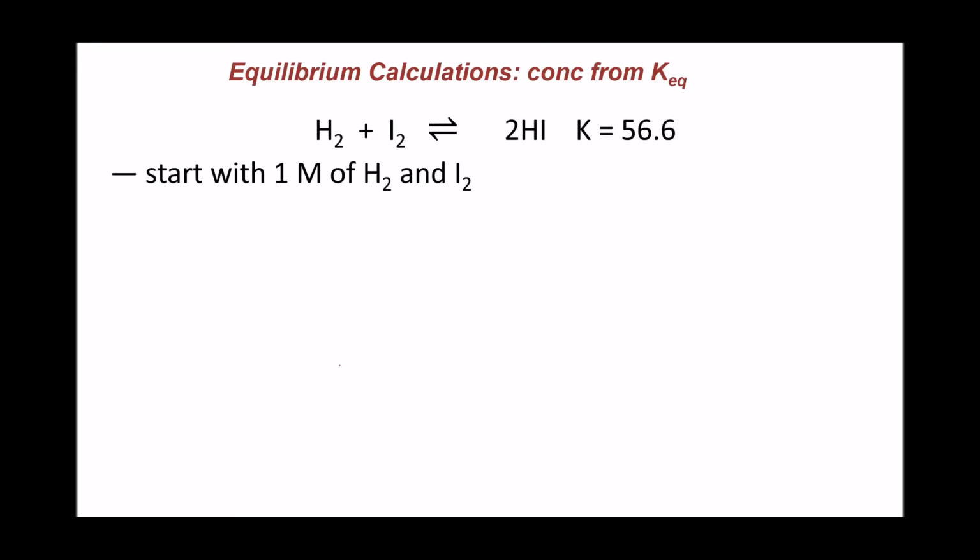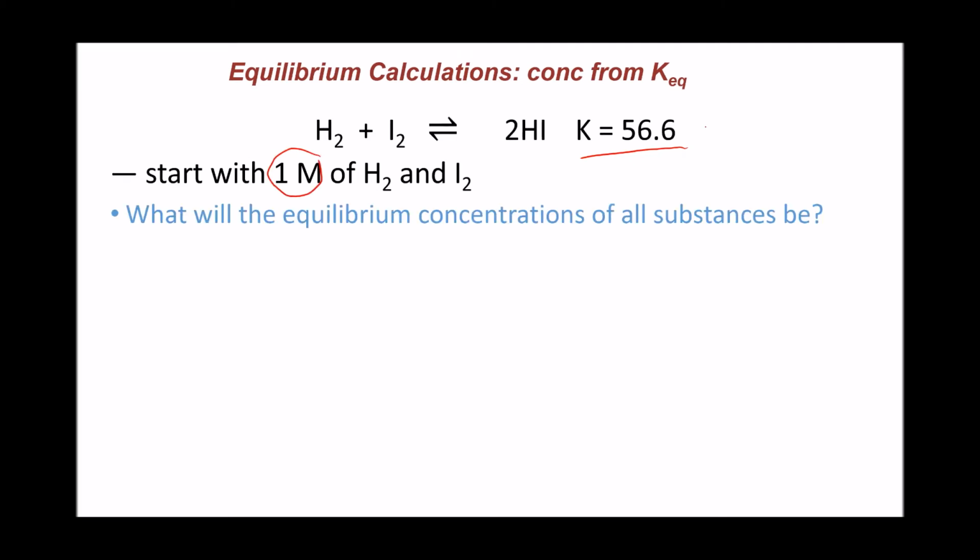The second type of calculation is going to be finding equilibrium concentrations for different substances based on the equilibrium constant for a reaction. So for this reaction shown up right here, the equilibrium constant has a value of 56.6. And if you start with 1 molar concentration of each of the reactants, write down an expression for the equilibrium constant, which is again the concentration of the products to the power of the molar coefficient divided by the concentration of the reactants to the power of their molar coefficient. So this is your first step.